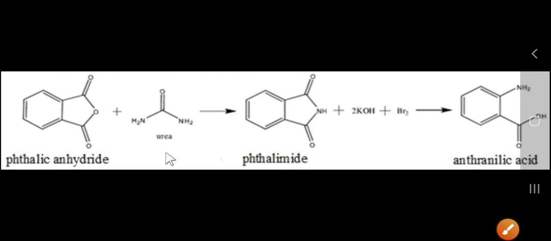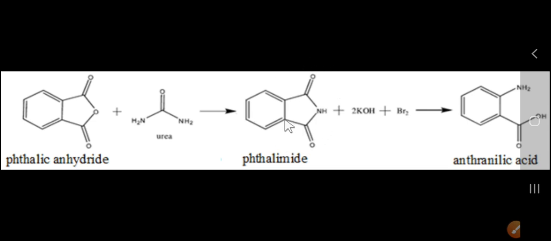So the reaction is like this. The stage 1 is over here. The stage 1 is the conversion of this phthalic anhydride by treating it with the urea, and simply heating will convert this phthalic anhydride to phthalimide. So this is our first step. So how about the second step?